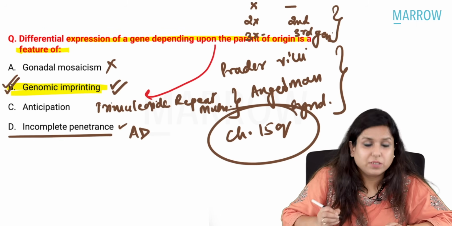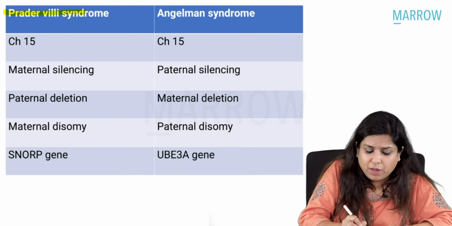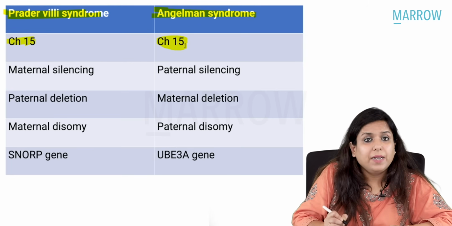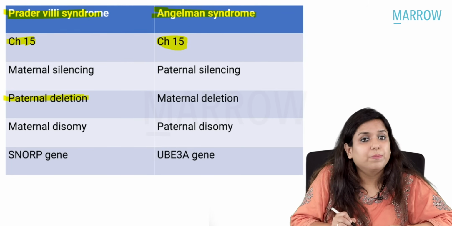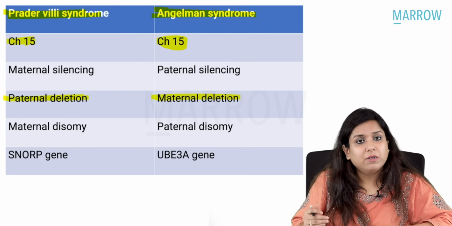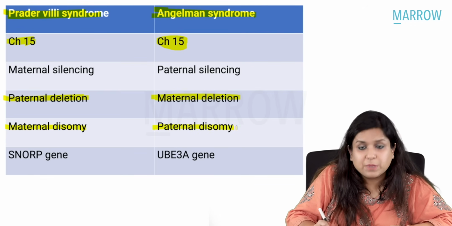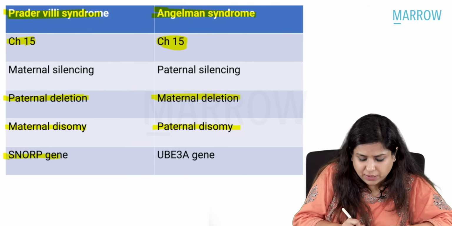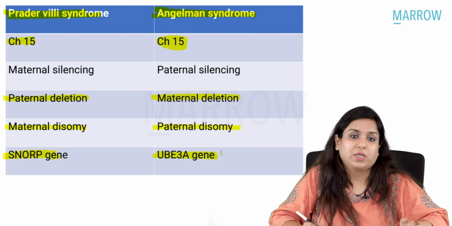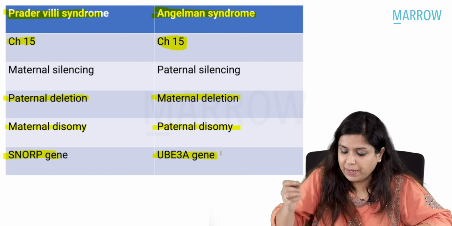So here the direct answer is genomic imprinting, which is silencing. We have two syndromes, one is called Prader-Willi, one is called Angelman, both on chromosome number 15. In Prader-Willi there is P for Prader, P for paternal deletion. In Angelman there is maternal deletion. Now if paternal is deleted, there is disomy of the other one, so there is maternal disomy. In Angelman there is paternal disomy. Prader-Willi is associated with SNORP gene. Angelman is associated with UBE3A gene. Easy, students? These are the two syndromes on which other questions can also be asked, right?